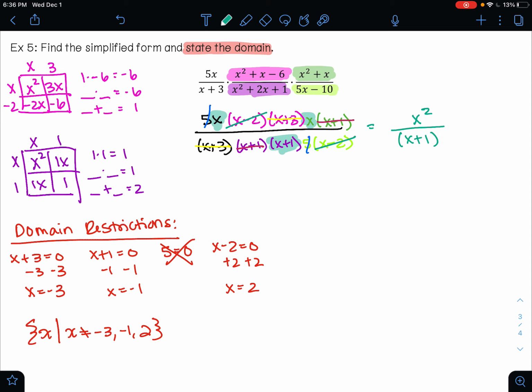This is the simplified form. I cannot simplify any more than this. This is my answer.